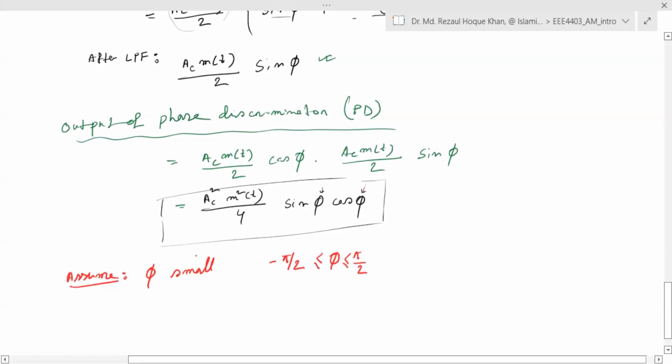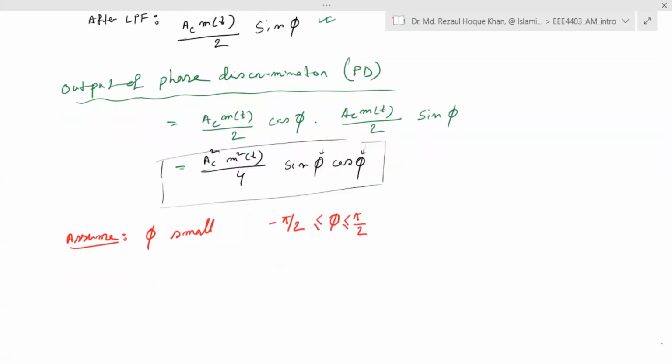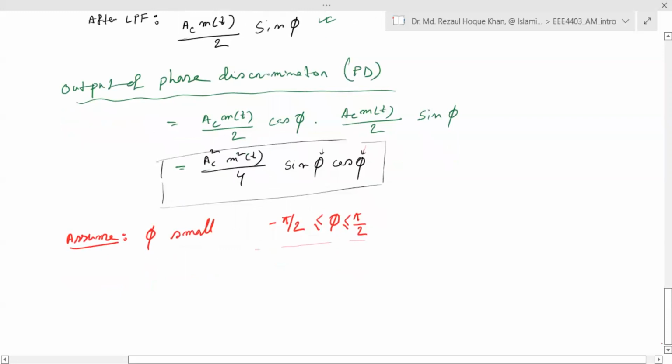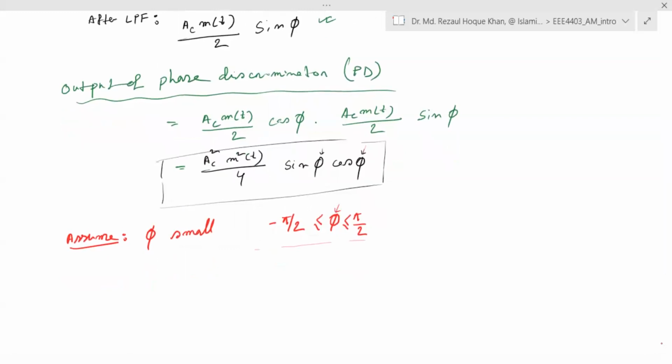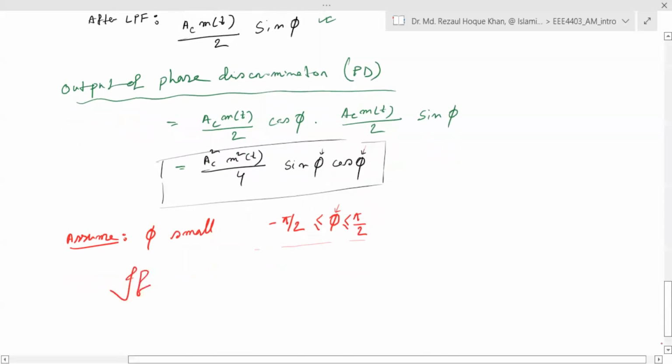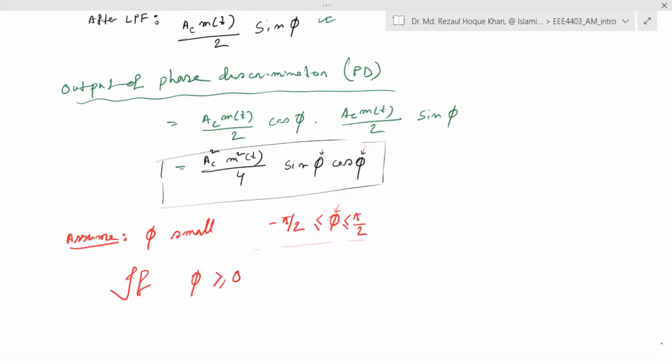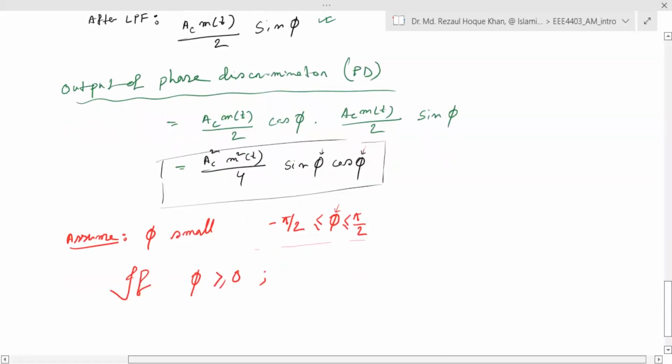It should be varying within this region. If this is the case, then this is the range. That means phi can be a positive value or phi can also be a negative value. Say if this phi is positive, then what do we have?